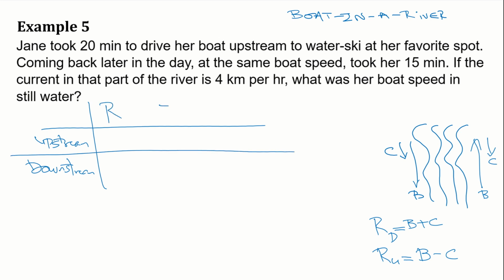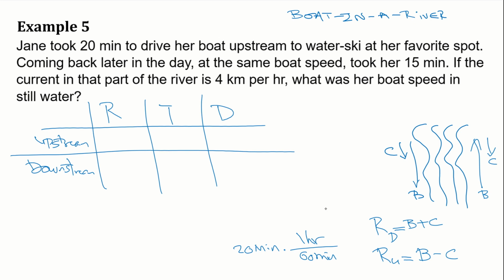Our headings are going to be similar to the other problems: rate times time equals distance. Now we don't know the rate, but we do know the speed of the current, and we know the times, right? So for upstream, we know that the time was 20 minutes. So remember, we're going to convert 20 minutes by multiplying by 1 hour over 60 minutes. That's called the unit factor, because the top and bottom represent the same quantity, right?